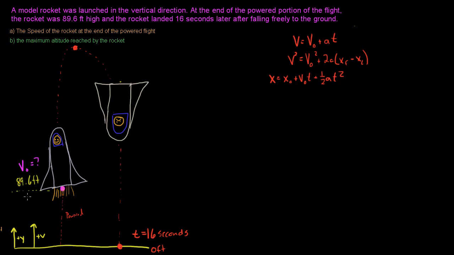We have an initial x, and this is 89.6 feet. We have a final x, and this is 0 feet. We don't know our initial velocity because it's what we're solving for. And we don't know a final velocity because we do not know how fast the rocket is falling when it hits the ground, at the instant it hits the ground.